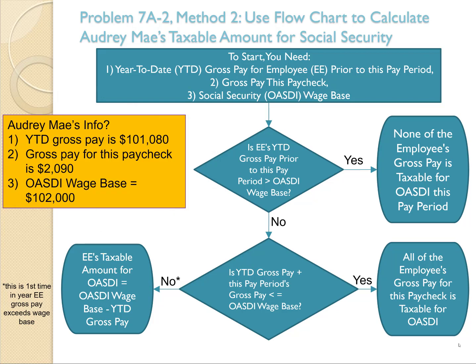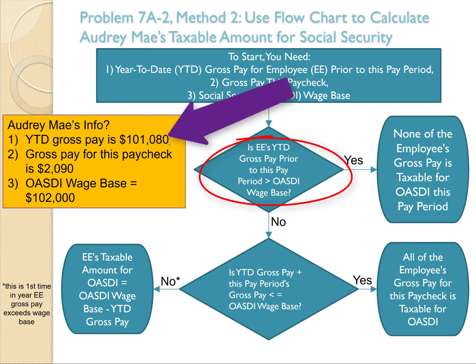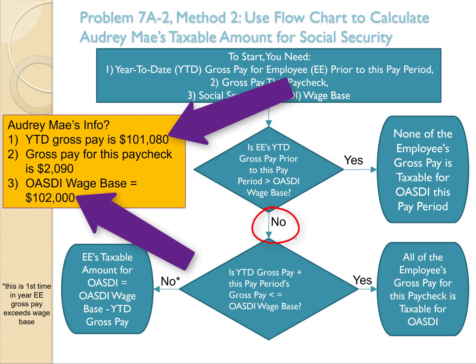I clicked too soon. So we're first going to talk about this portion. We have to figure out, is the employee's year-to-date gross pay prior to this paycheck greater than the OASDI wage base? So her year-to-date gross pay is $101,080. Is that greater than the wage base? No. So we're going to go down here to the next decision box.